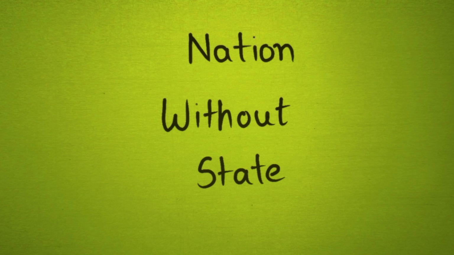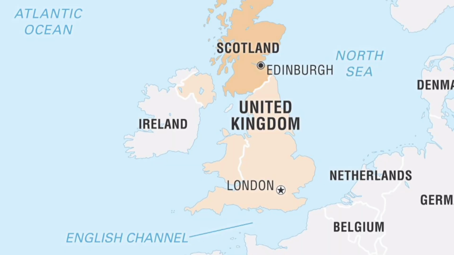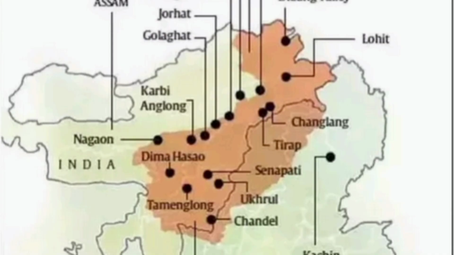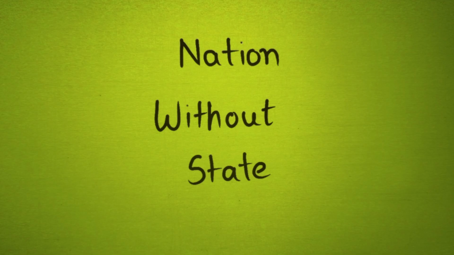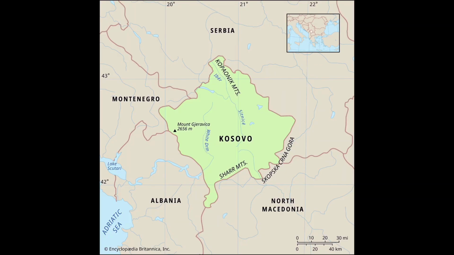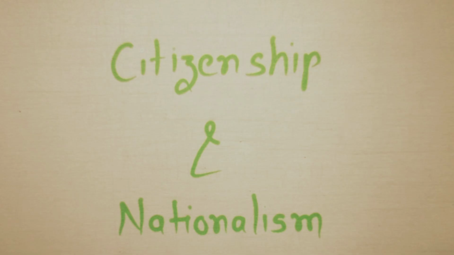They want sovereignty. An example of this is Chechnya, Scotland, even some parts of India, the Nagaland concept. And the second is where the country has been established, the state has been established, the nation has been created, but it did not gain much recognition on the international platform. Countries or states like Taiwan, Palestine, Kosovo. There are two more concepts, citizenship and nationalism, which are also associated with the concept of nation and the state.